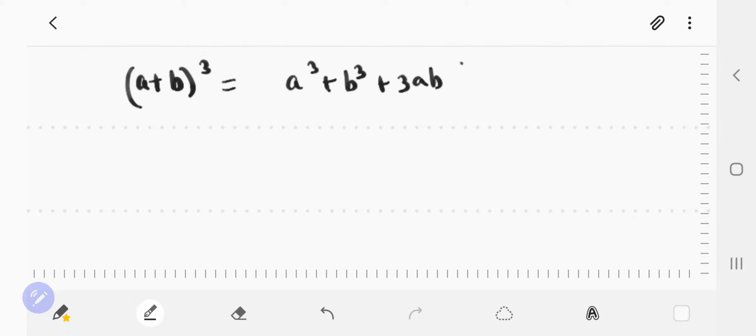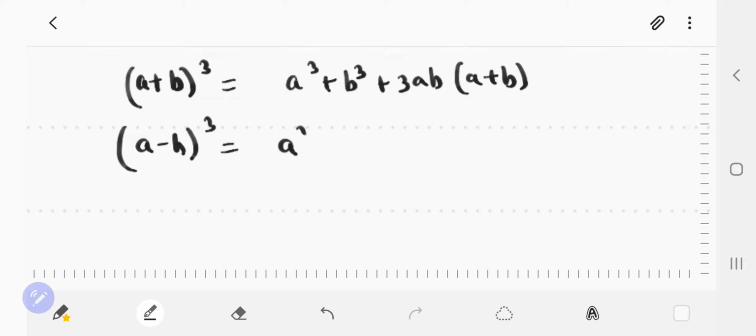Now, do we know that (a plus b) the whole cube is equal to a cube plus b cube plus 3ab(a plus b)? And if I change this to (a minus b) the whole cube, then we have a cube minus b cube minus 3ab(a minus b). We know that.